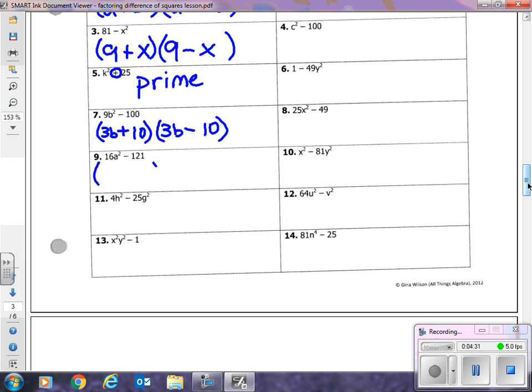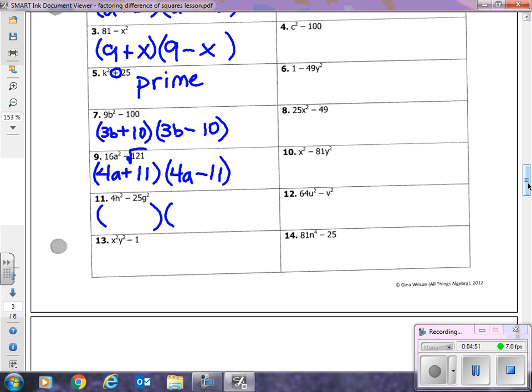We want to break it apart. We have a minus sign in the middle, so we know we can do this. 16a squared is 4a times 4a. Again, put your plus and minus. 121 is made from 11 times 11. And remember, if you didn't know that, you could square root 121 and it will tell you the 11. So please know how to get those numbers.